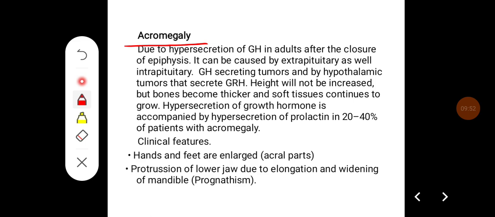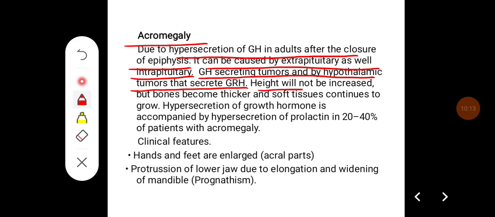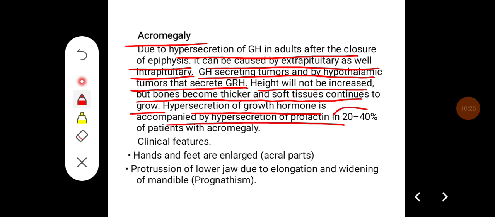Acromegaly. This occurs due to the hypersecretion of growth hormone in adults after the closure of epiphysis. It can be caused by extrapituitary as well as intrapituitary growth hormone secreting tumors and by hypothalamic tumors that secrete growth hormone releasing hormone. The height will not be increased, but bones become thicker and soft tissues continue to grow. Hypersecretion of growth hormone is accompanied by hypersecretion of prolactin in 20 to 40% of the patients with acromegaly.